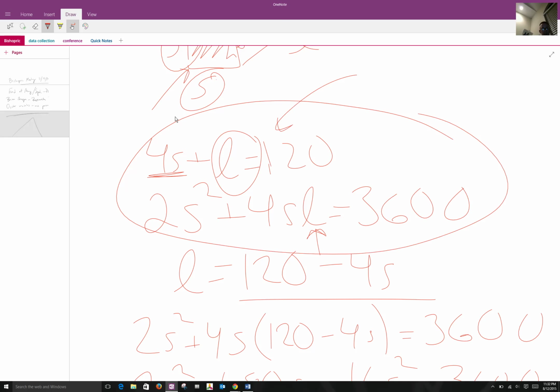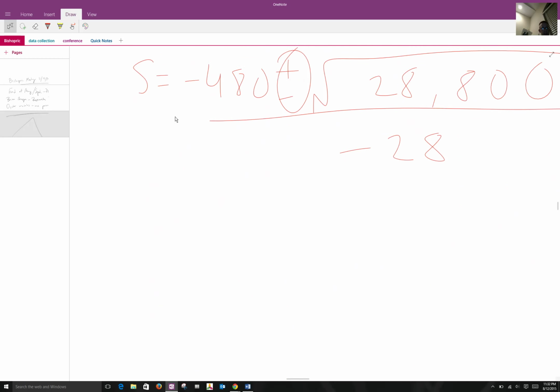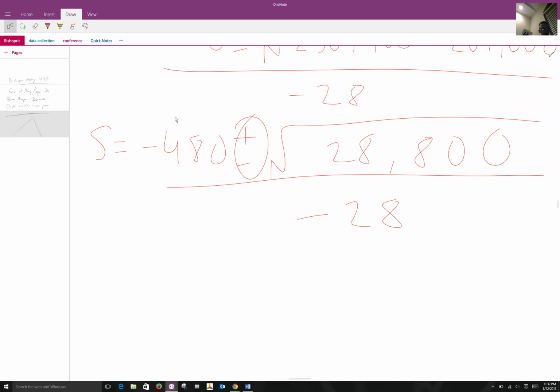But once you get S and L, you are done. Okay, and make sure you follow the directions for how many decimal places you need to round it to. But that is, in a nutshell, how you do that problem.